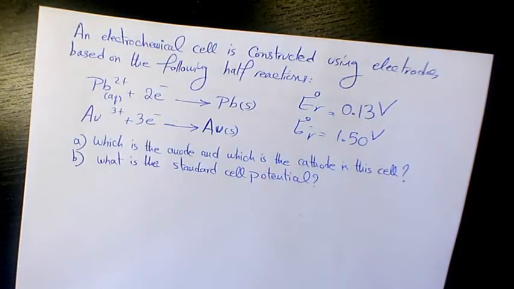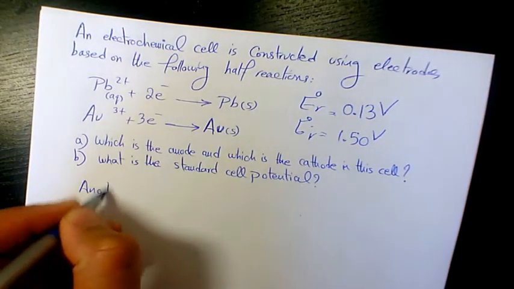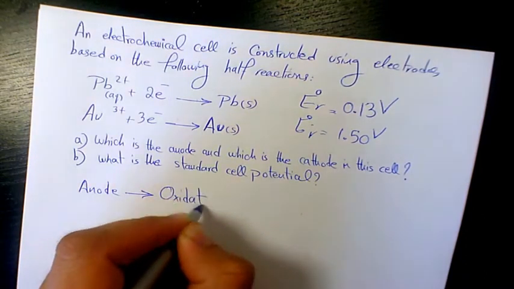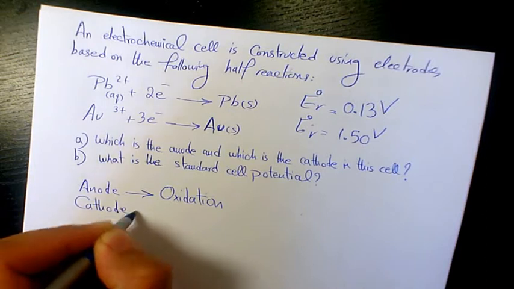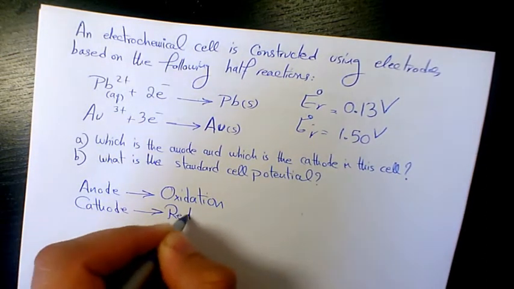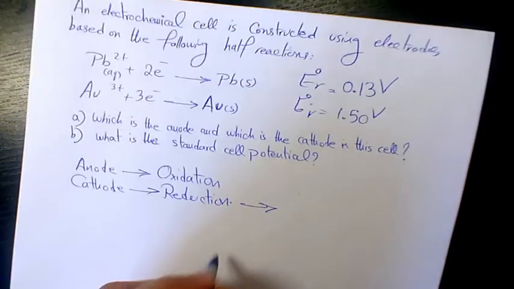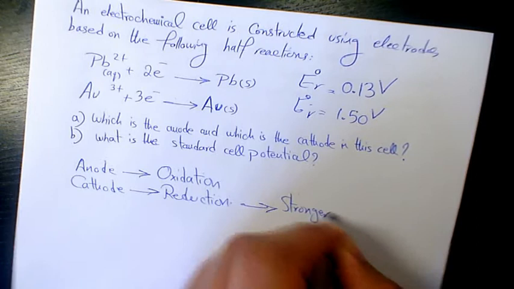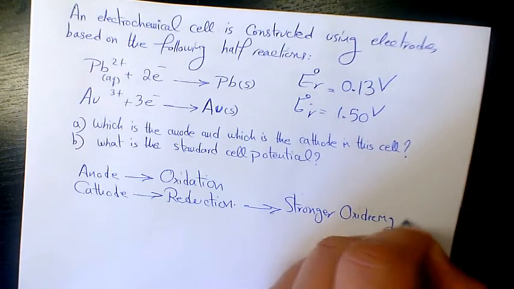Now we need to figure out which one is anode, which one is cathode. Anode is where oxidation happens, and cathode is where reduction happens. Reduction happens where we have stronger oxidizing agent.